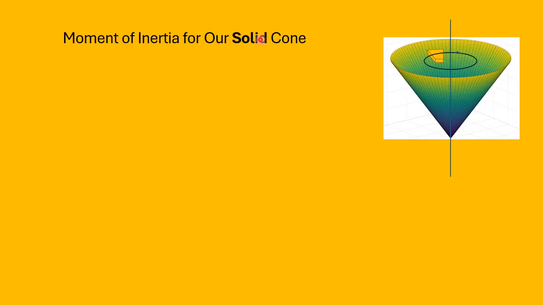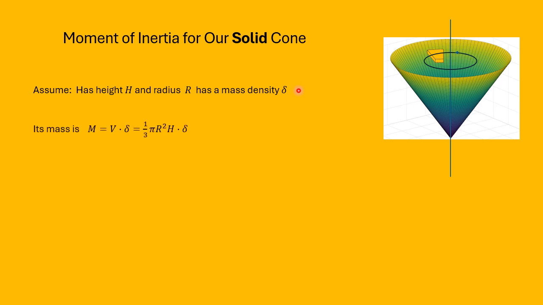So we want to calculate now the moment of inertia for our solid cone. Let's assume that the cone has height h and radius r and has a mass density of delta. We'll assume that this cone has a uniform mass density. In that case, the mass of the entire cone is going to be the volume of the cone times the mass density, which is 1/3 pi r squared h times that density delta.